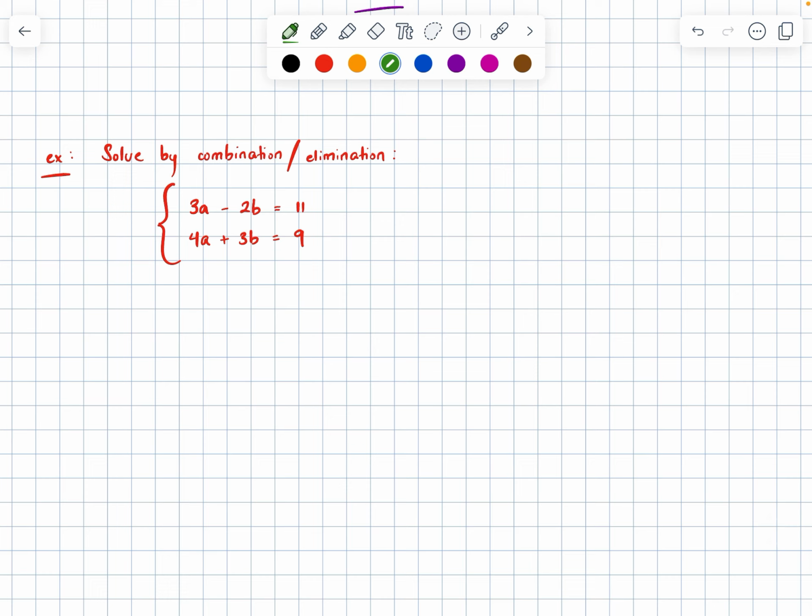3a minus 2b equals 11. 4a plus 3b equals 9. I want to use my strategy of elimination. In this case, notice I'll probably have to multiply both of these equations by some number. Take 2 minutes, pause the video, see how far you get. Let's find a and b. Go.